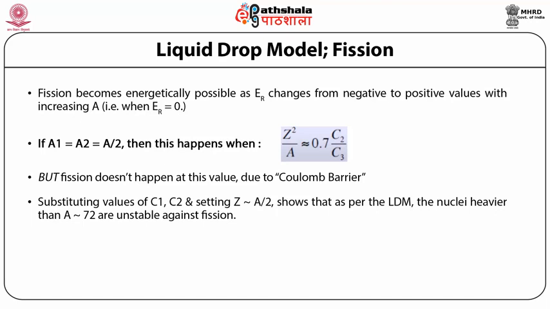Substituting values of C1 and C2 and setting Z around A by 2 shows that as per the liquid drop model, the nuclei heavier than A around 72 are unstable against fission. So if we substitute the values of C1 and C2 and put Z around A by 2, we come across the situation which tells us that for nuclei having mass greater than 70, they are unstable against fission. It means in those nuclei the fission can happen.